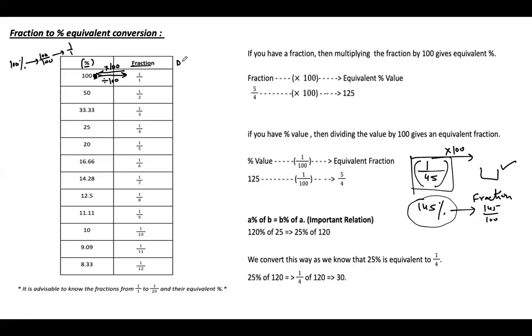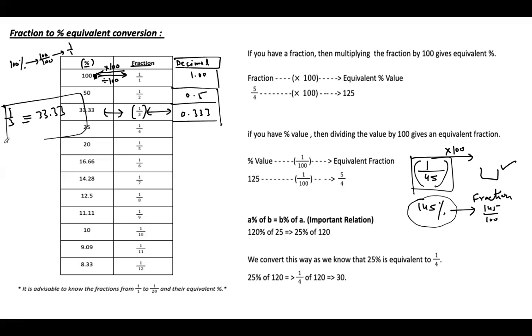And if there's one more column on decimals, 1 upon 1 would be 1.00. Similarly, 1 by 2 would be 0.5, 1 by 3 would be 0.33. So all these three things are the same. But please remember 1 by 3 is not equivalent to 33.33. What am I missing here? 0.3333 is not into 100%. 1 by 3 would be 33.33%. Shouldn't forget the sign.